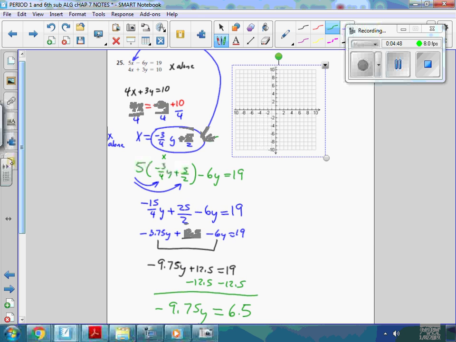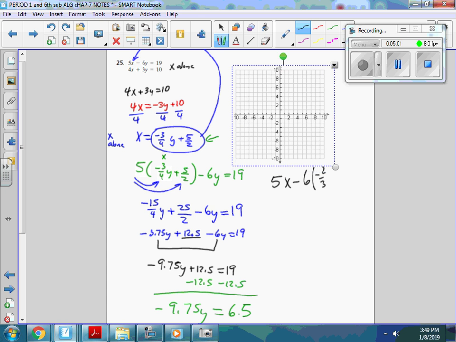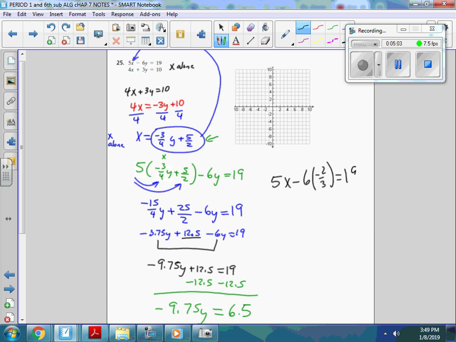Okay, so this is, again, still not over. This is a difficult question. So I'm going to take my first equation, 5x minus 6, but instead of putting in y, I'm going to put in negative 2/3. And does that equal 19? Let's see. 5x, I'm sorry, that doesn't equal 19. What does x equal after that?